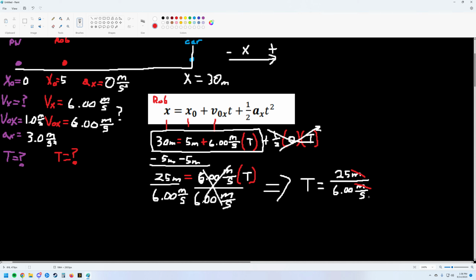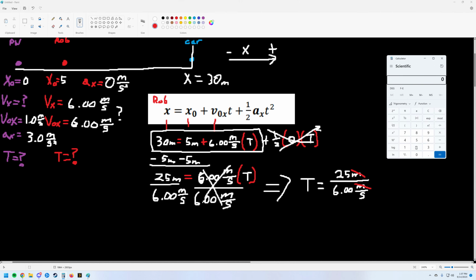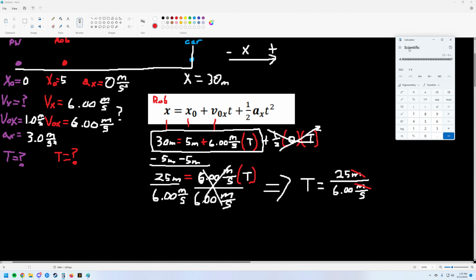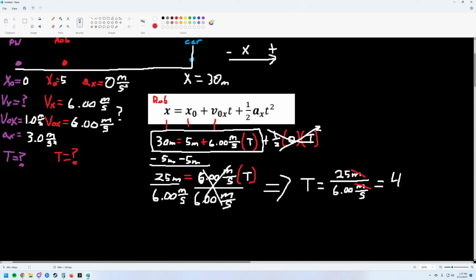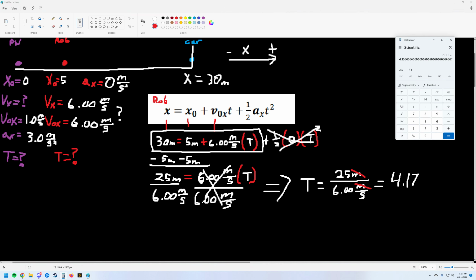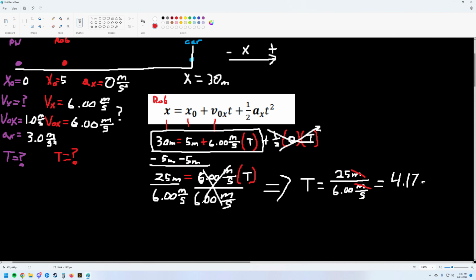So if we bring out a handy dandy calculator, we have 25 divided by 6, which is going to give us 4.66666666 seconds. We'll round that, right? Because it's 3 significant figures because of 6.00. That rounds to 4.17 seconds. We can just put an S, it's fine. So that's when our robber gets there.